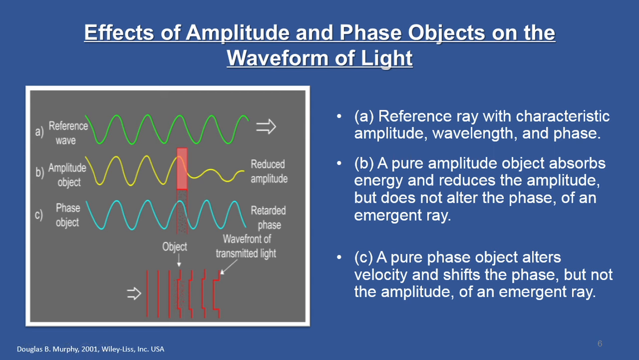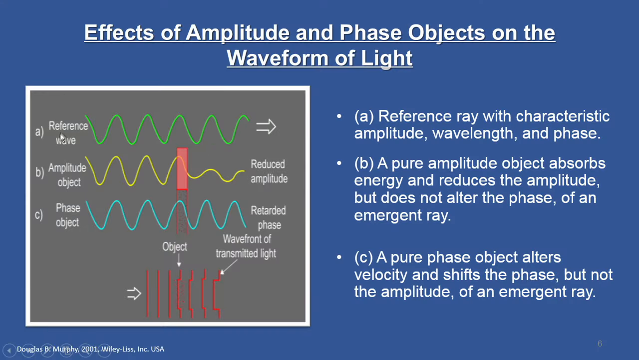So let me first introduce the effect of amplitude and phase objects on the waveform of light. So in this lecture, we will see something called an amplitude object or a phase object. What do you mean by that? What is a phase object? What is an amplitude object? So if you look at this slide, the schematic nicely shows the difference between an amplitude object and a phase object.